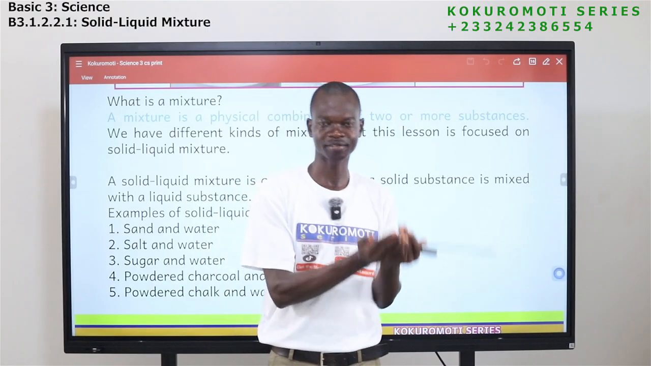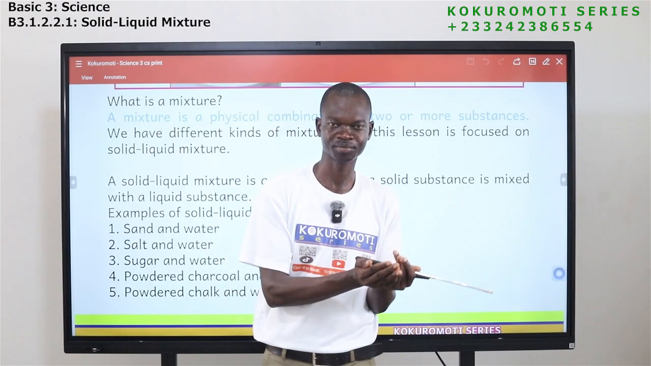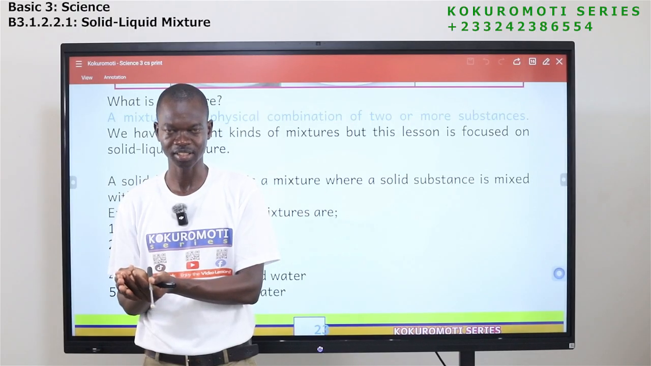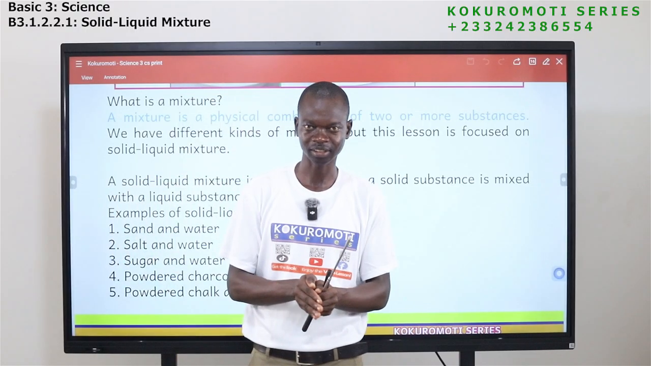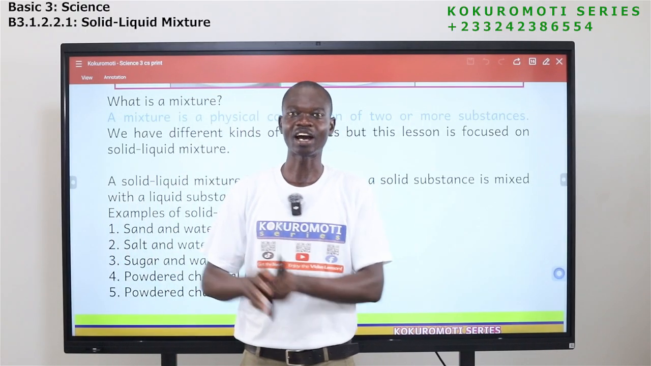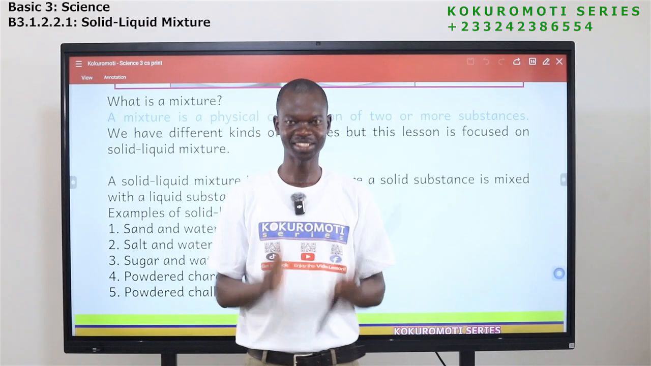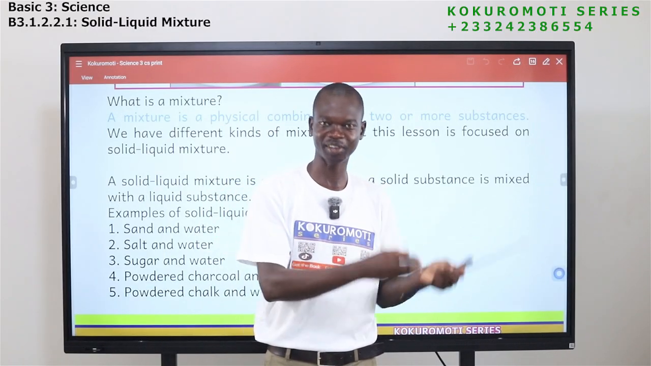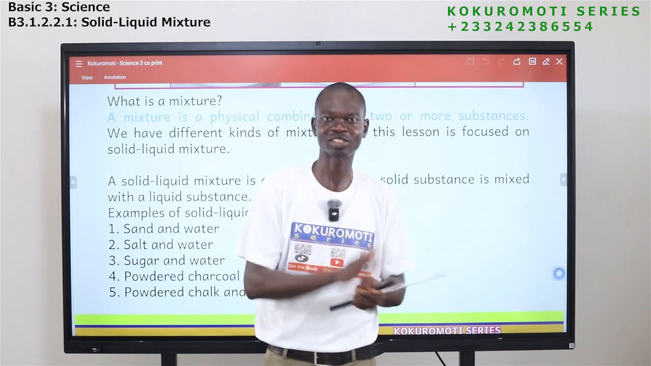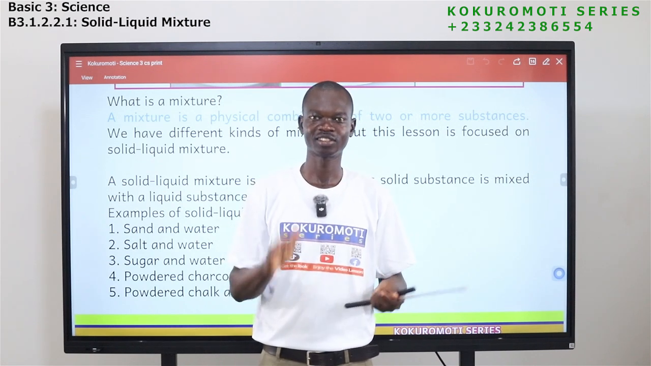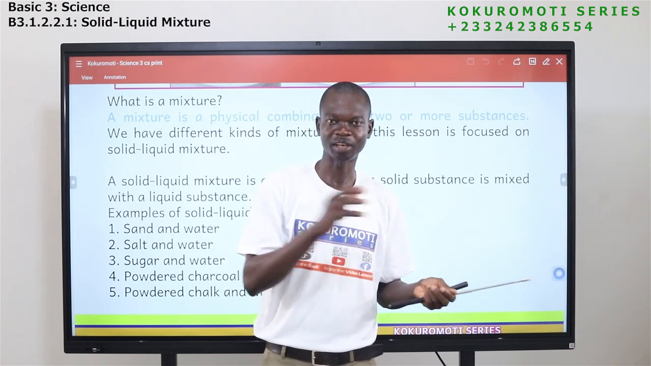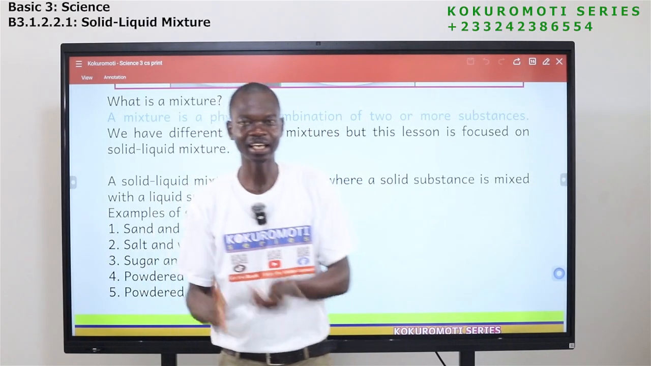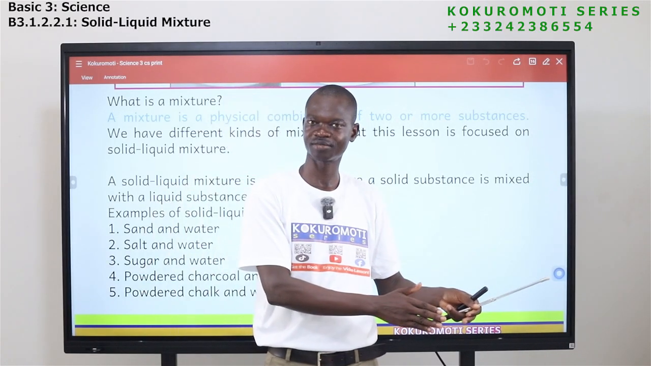So if I have water, water is liquid. If I have garri, garri is what? Solid. And I put them together, I have a solid liquid mixture. So it is a mixture made of liquid and solid substances only. Solid liquid mixture, a mixture made of only what? Solid and liquid substances.